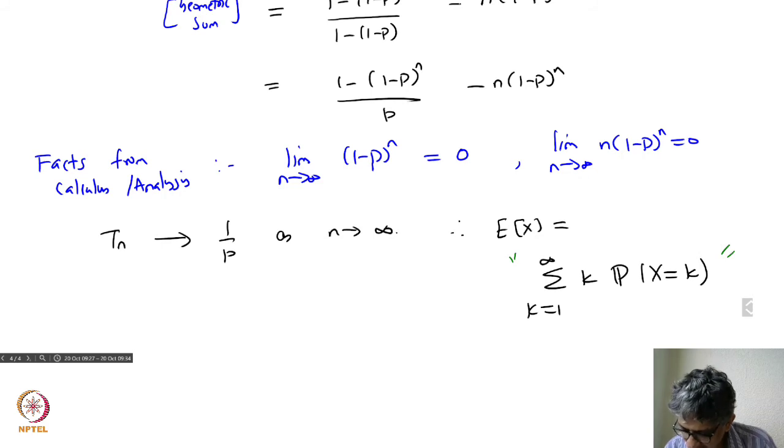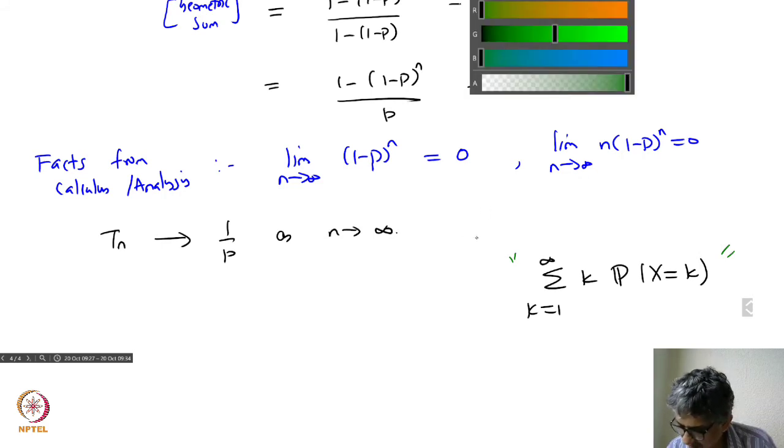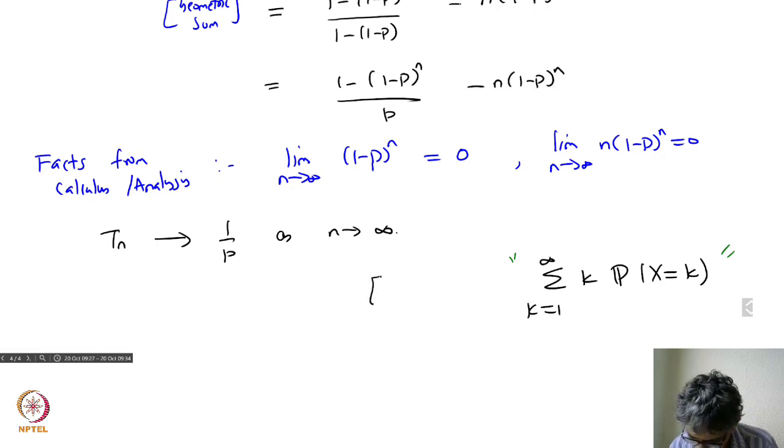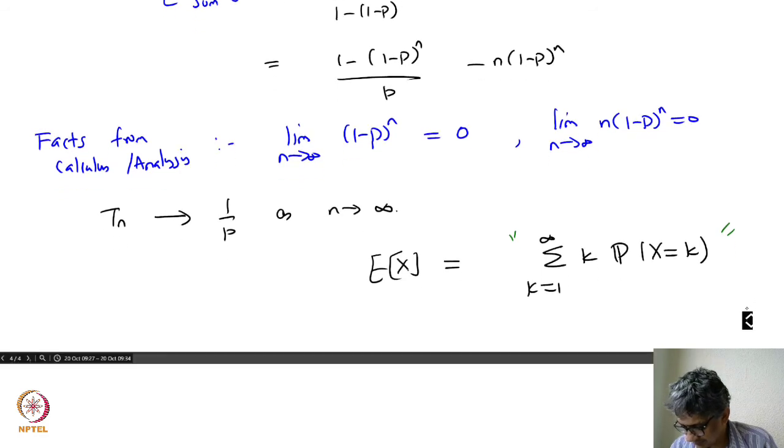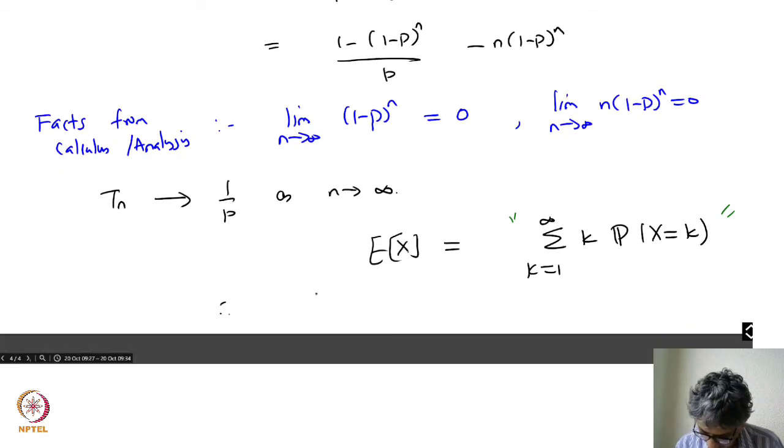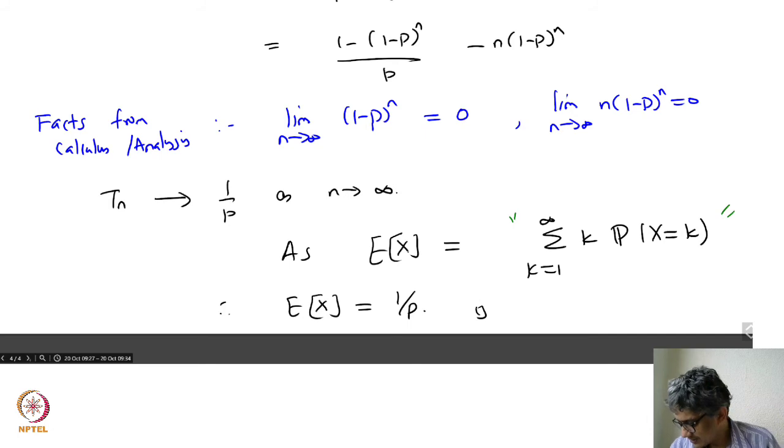So let me erase this. Therefore, E of X, which was this particular series that we had, is also equal to 1 over p. As E of X was equal to this, E of X is essentially the limit of Tn's, and that's just 1 over p. This is an important computation.